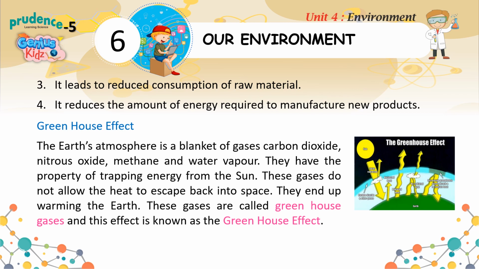Greenhouse effect. The Earth's atmosphere is a blanket of gases: carbon dioxide, nitrous oxide, methane, and water vapor. They have the property of trapping energy from the sun. These gases do not allow the heat to escape back into space. They end up warming the Earth. These gases are called greenhouse gases, and this effect is known as the greenhouse effect.